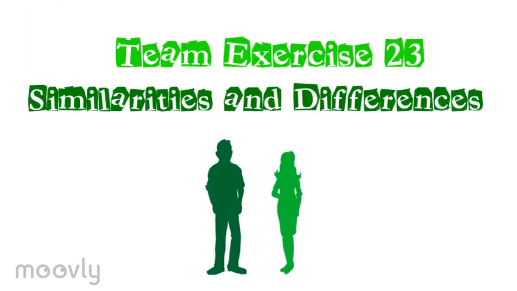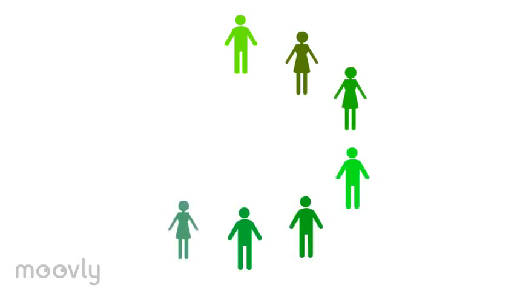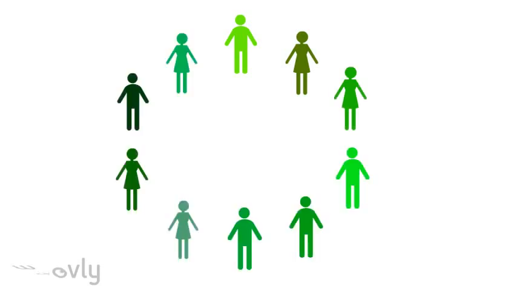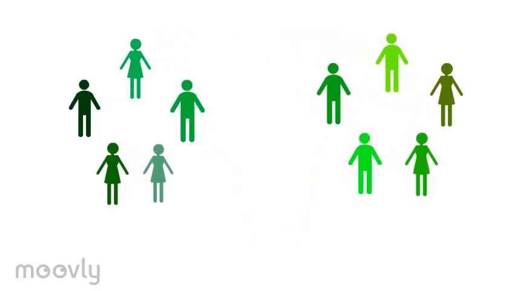Team exercise 23. Similarities and differences. In this exercise, the team will sit or stand in a circle at equal distances from each other. The team will split itself in two groups. The groups will stand at a distance from which they can't hear each other.